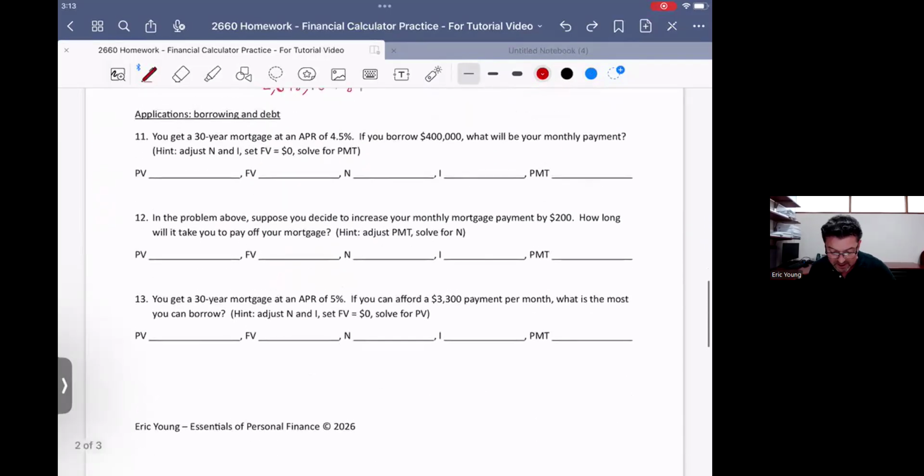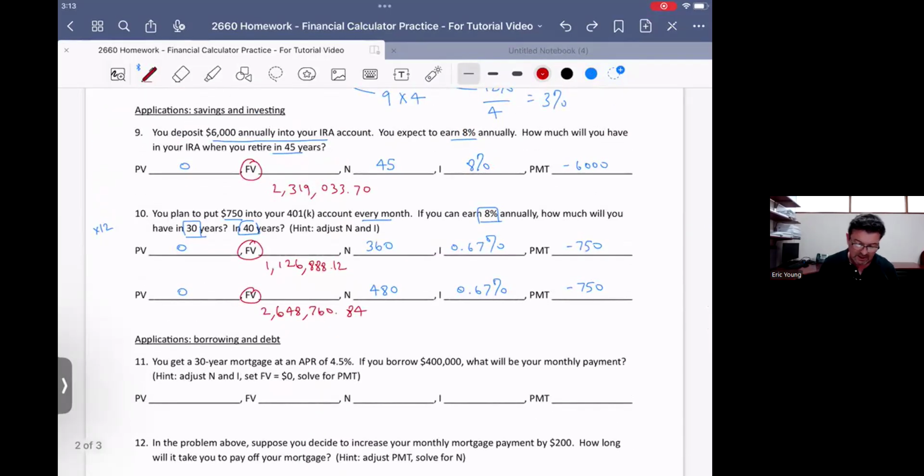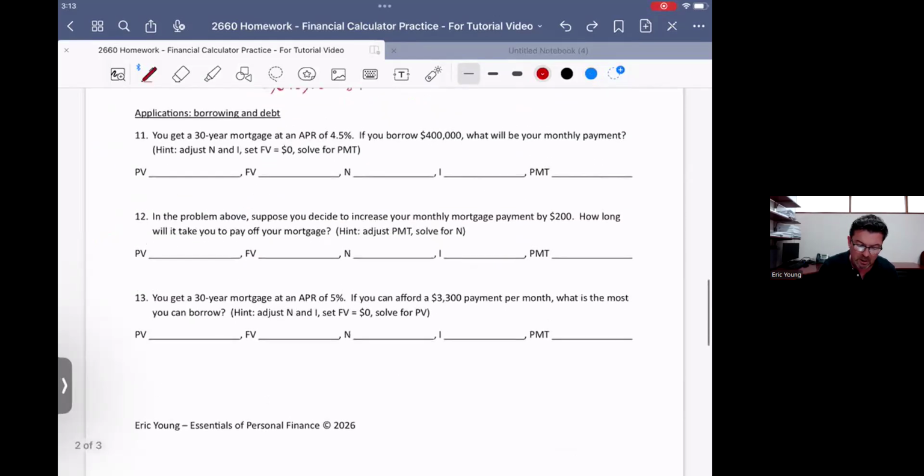Now, here's the problem. This stuff up here, numbers 9 and 10, looks beautiful when it's your money that you're saving, but the same forces that work for you when it's your money work against you when it's not your money. So let's see how time value applies to borrowing and debt.